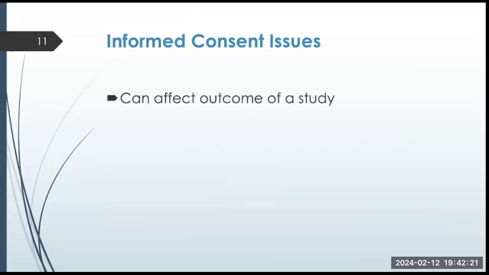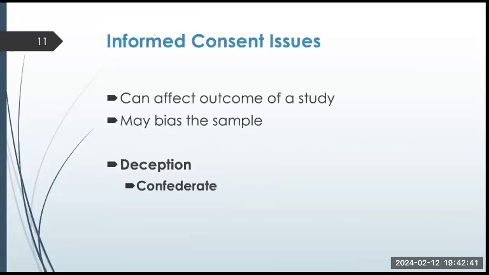Okay, some issues. Well, if you want to study psychology, you might be concerned that informed consent is going to reveal so much about the study that it's going to affect the outcome of the study, right? It could bias the sample. And so this is why sometimes psychologists will engage in deception. Deception might include using a confederate. A confederate is somebody who the participants think is a regular person like them, but actually they're working for the researcher.